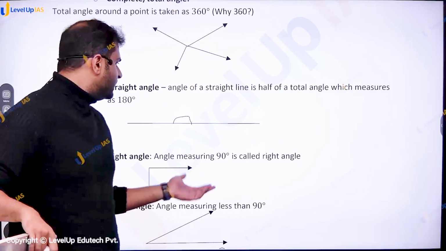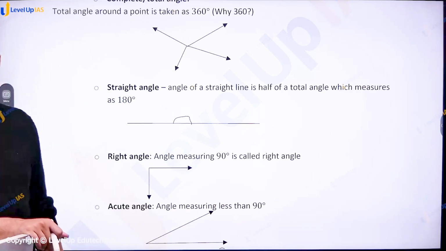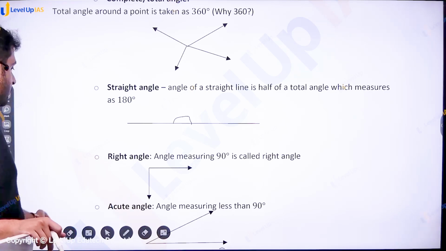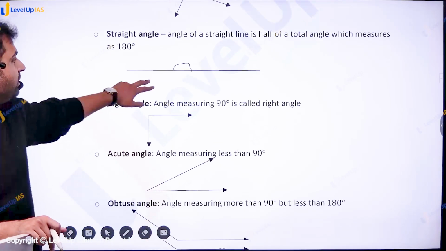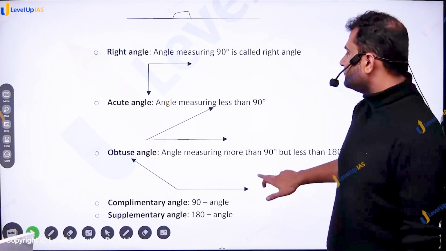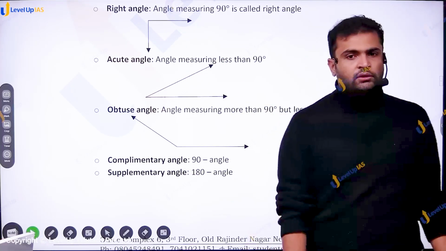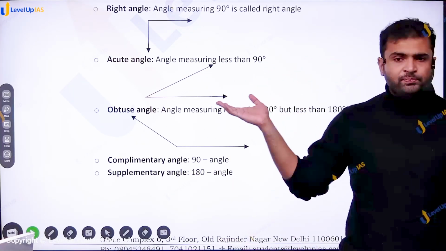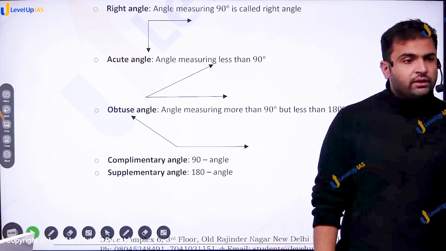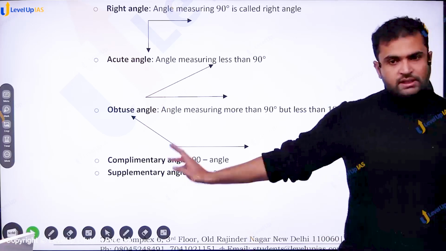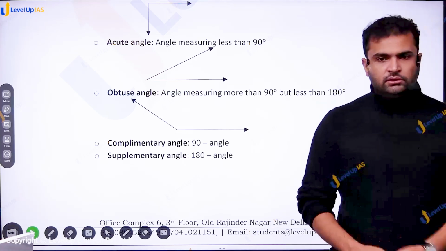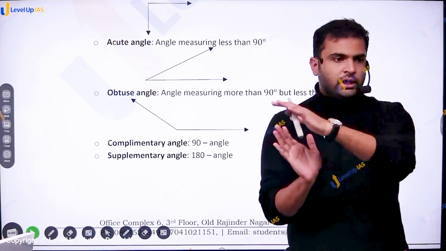Next is something you are already familiar with, right angle or angle measuring 90 degrees. Here those two rays or lines meeting are called perpendicular to each other. They are meeting at 90 degrees, or perpendicular to each other. Next is acute angle. Acute angle is angle measuring less than 90 degrees. The converse of that is obtuse angle, angle measuring more than 90 degrees but less than 180 degrees. Obtuse angle, acute angle.